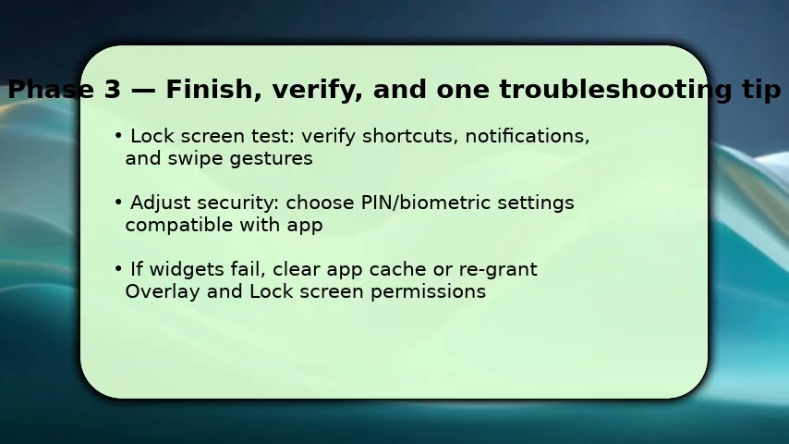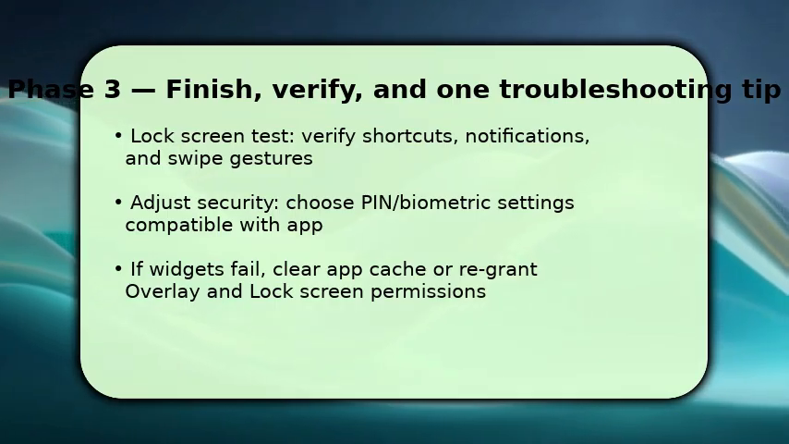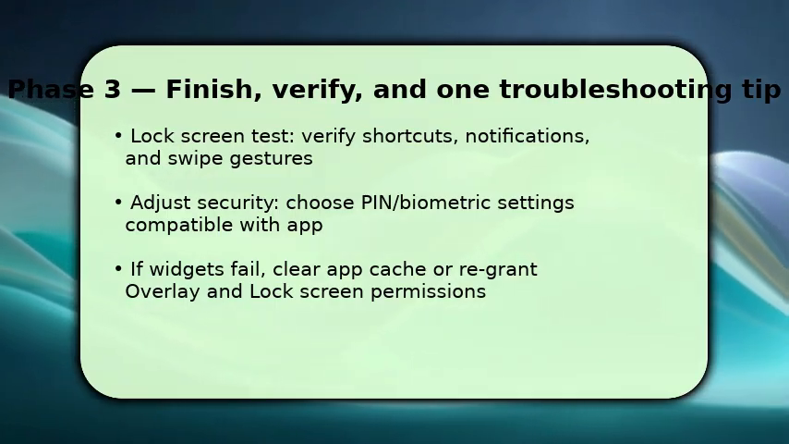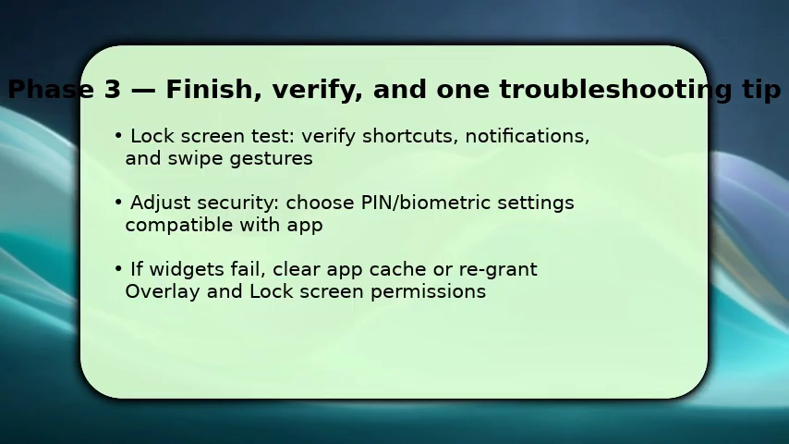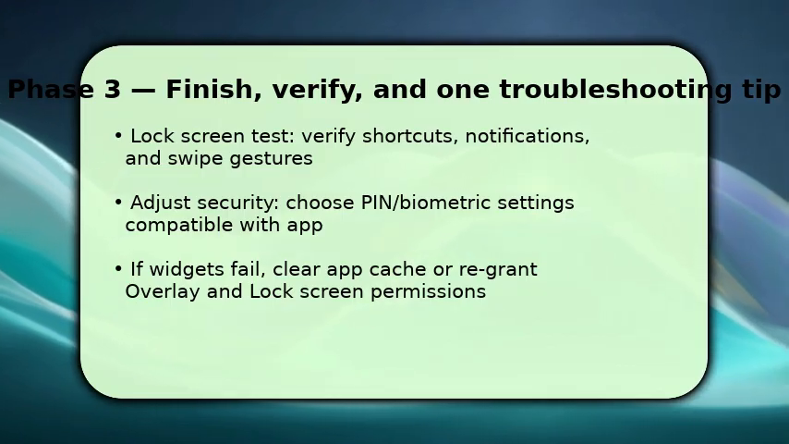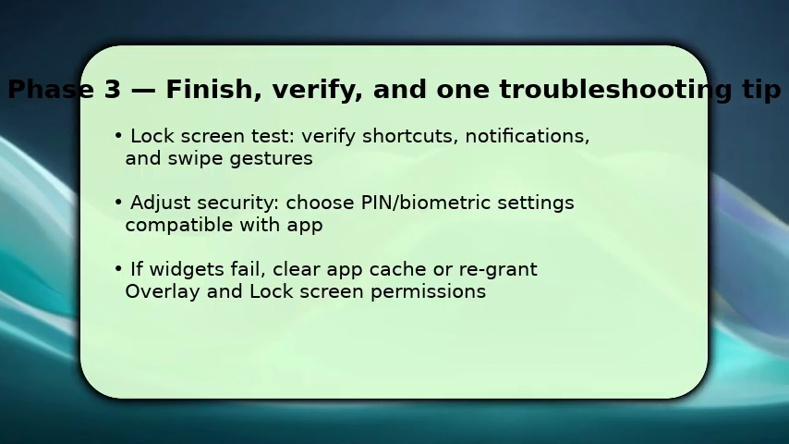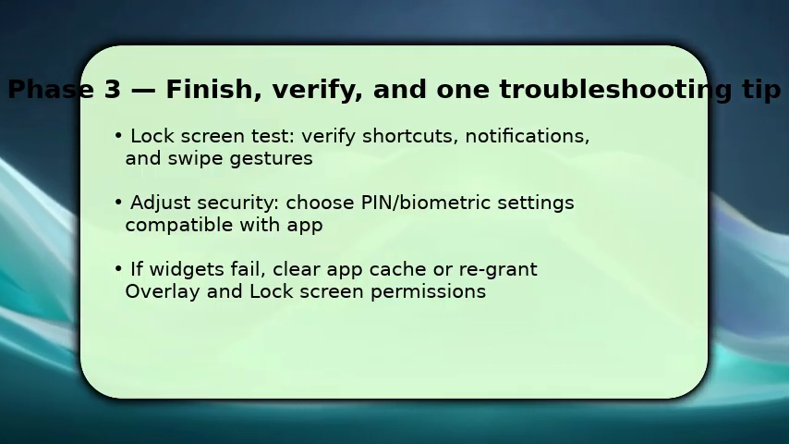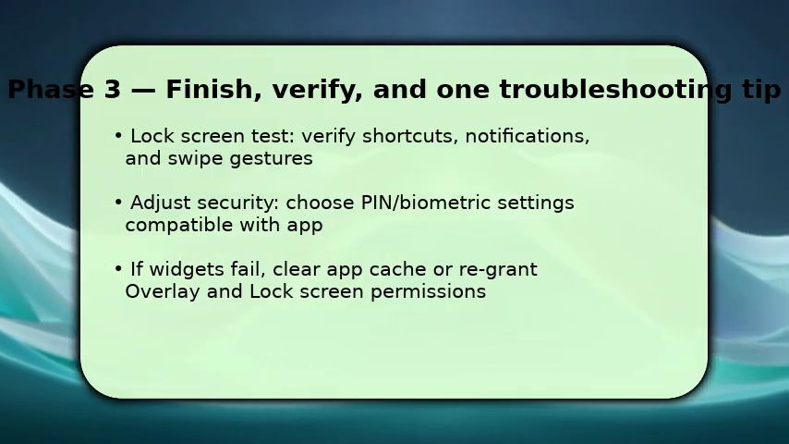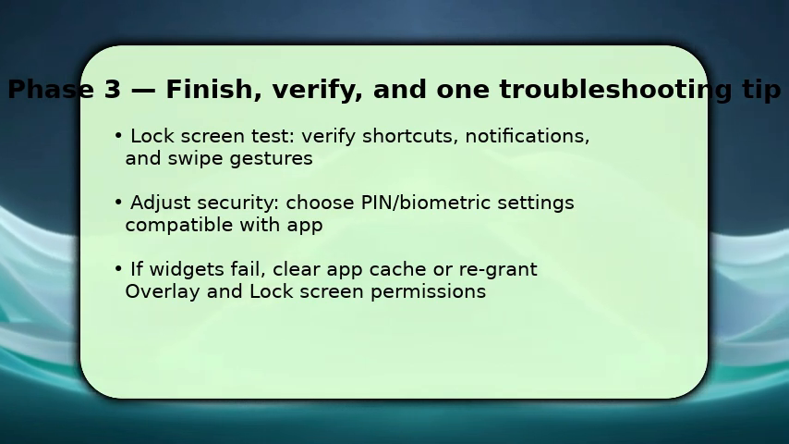If something breaks, clear the app cache, reboot, and regrant overlay plus lock screen permissions. And if notifications aren't updating, disable battery optimization for that app. This single troubleshooting step resolves most issues. Recheck permissions before reinstalling.